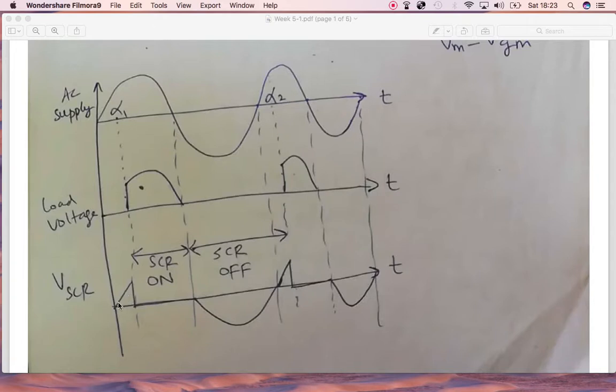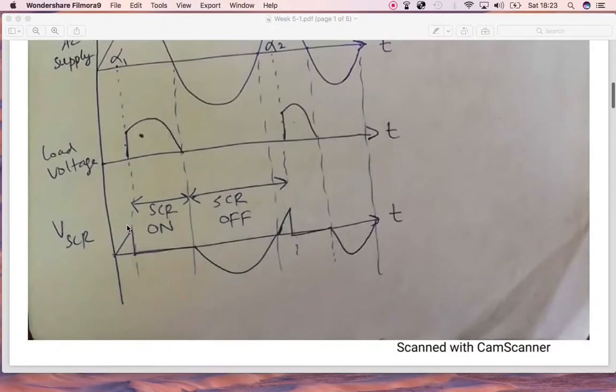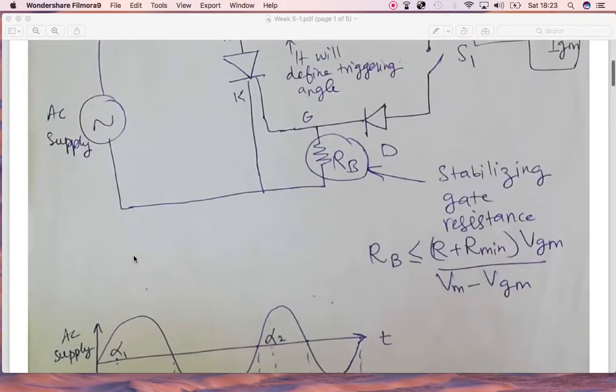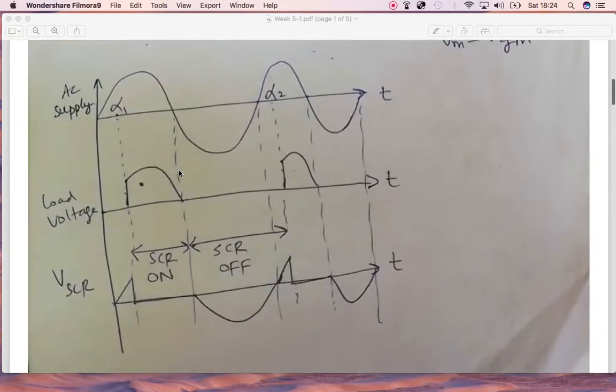As for the voltage which is appearing across the SCR, for the cases when the SCR was off, all the voltage will definitely appear across it, because we know that during the positive half cycle, initially the SCR was off, so all the voltage will be appearing across it. And when it is turned on by the gate current, it will be a short circuit, and all the voltage will appear across the load, and no voltage will appear across the SCR.